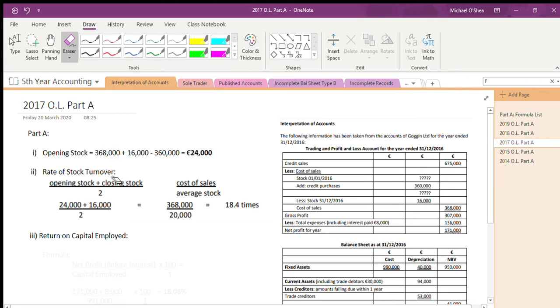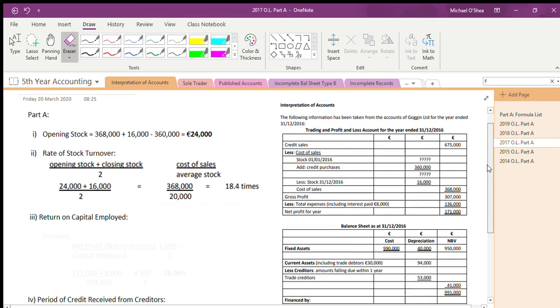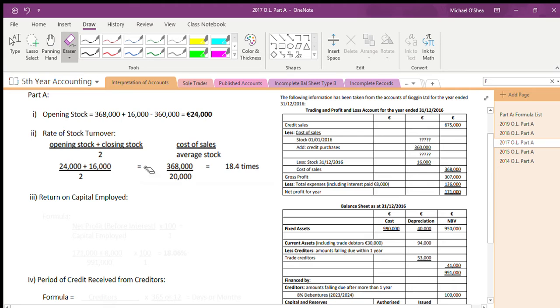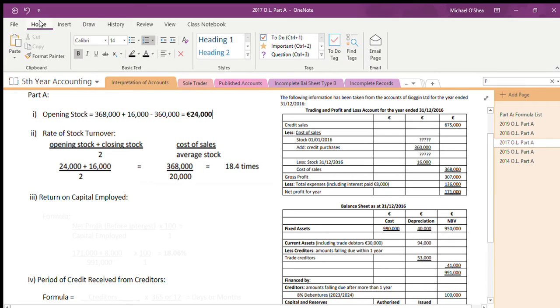Again, rate of stock turnover, this is your formula. We don't have average stock, so I'm just doing the average stock here first. I worked out the average stock, 20,000, and I'm just putting it under the cost of sales. You'll see that quite often in ratios, even at higher level. So that's that one. Next one I'm going to go back to now is return on capital employed.